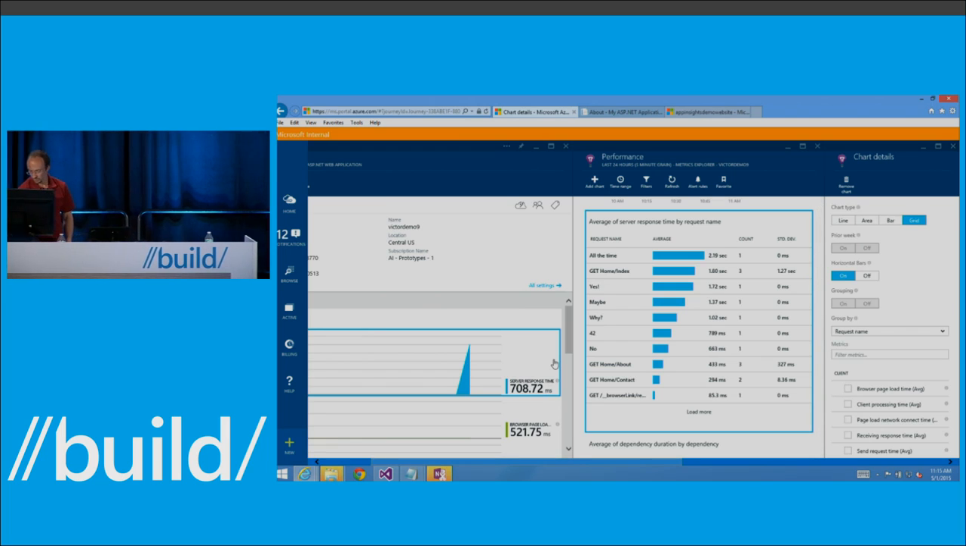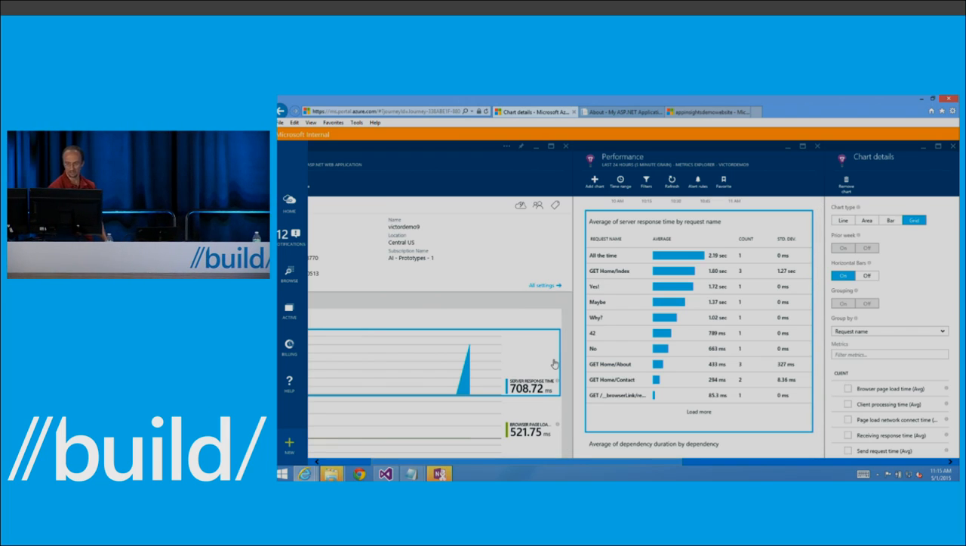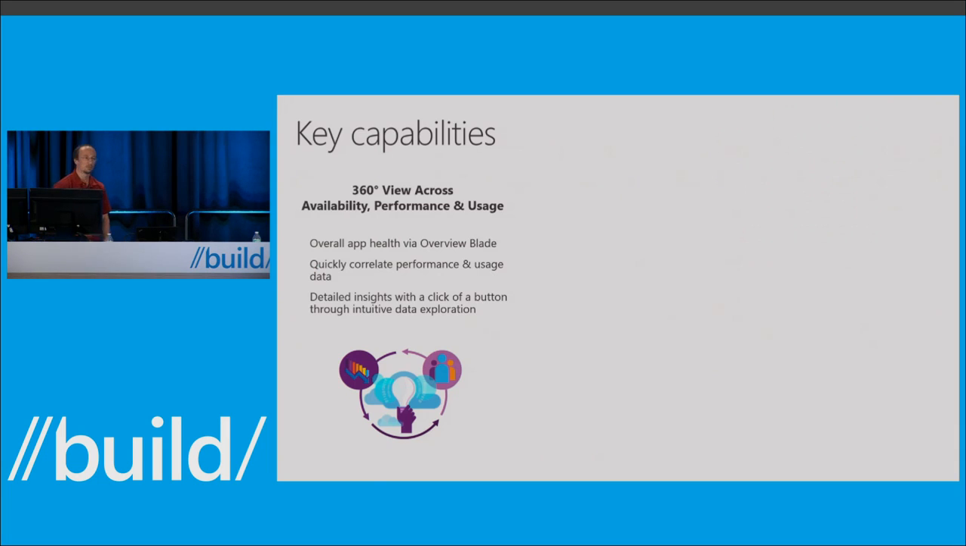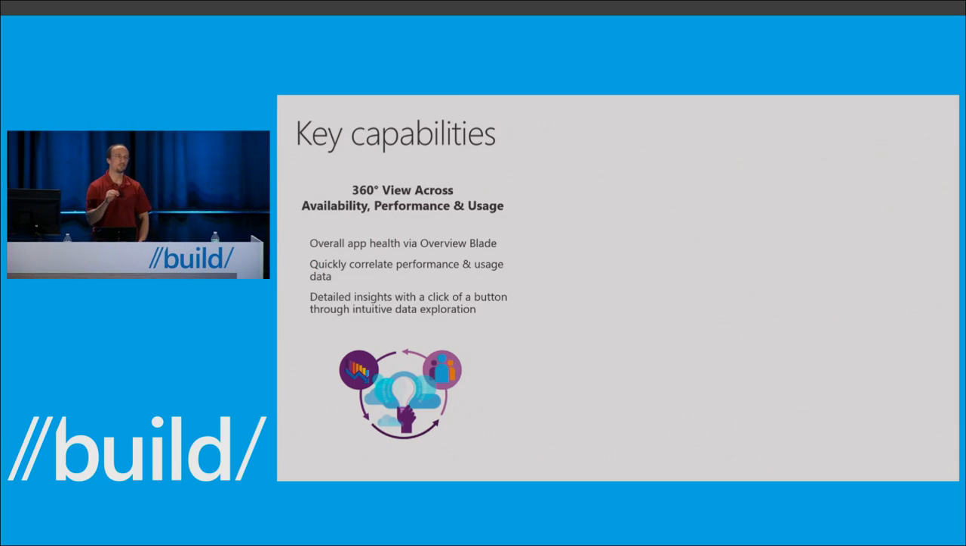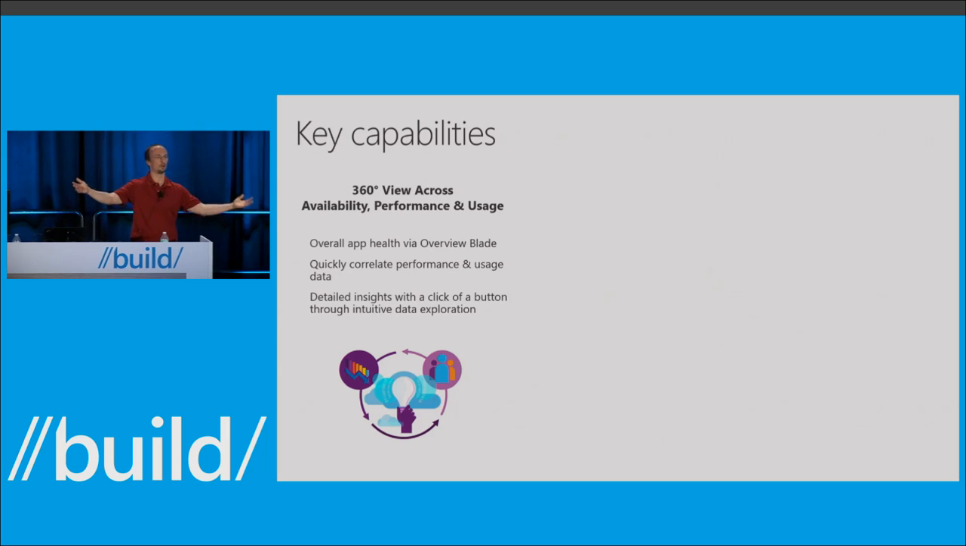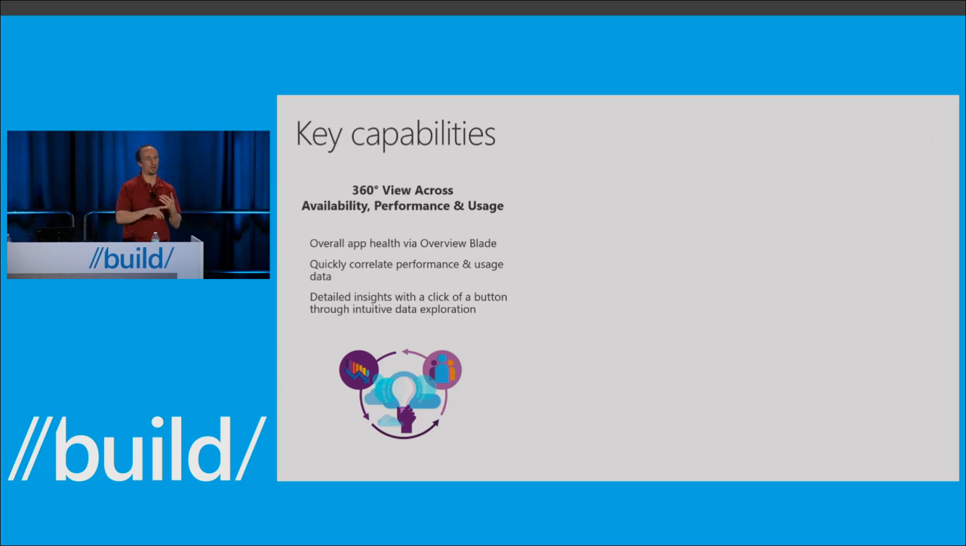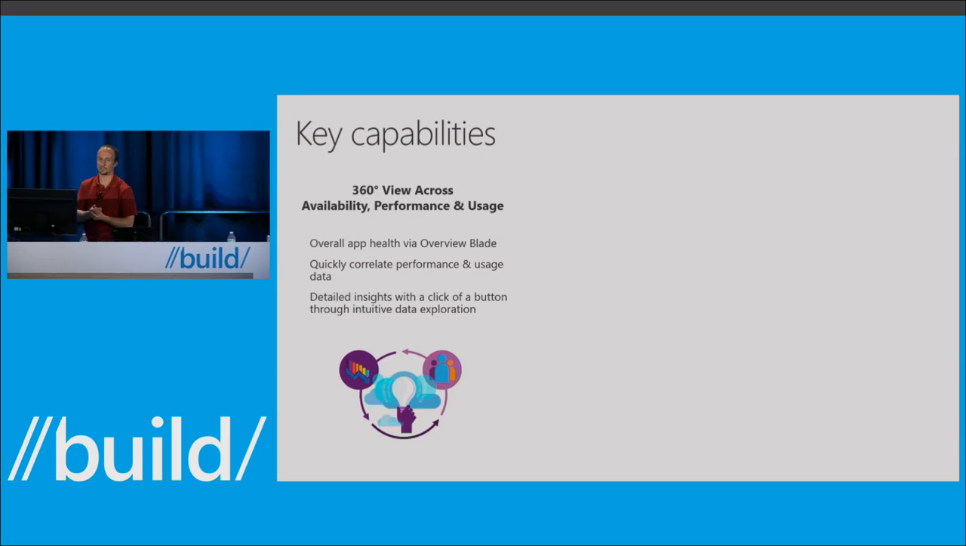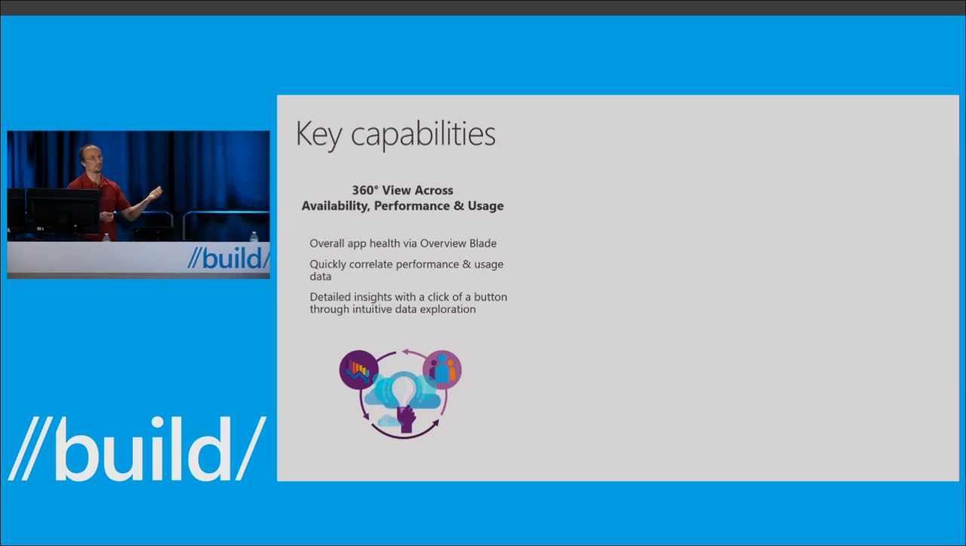Now let me switch to the PowerPoint. We have 15 minutes left. So, just to summarize, key capabilities. What you've seen, we provide essentially a 360 view on your applications. We support multiple platforms. We support devices, browsers, and servers. And we put all that telemetry into a single place so you can correlate your performance with your usage data and so forth.